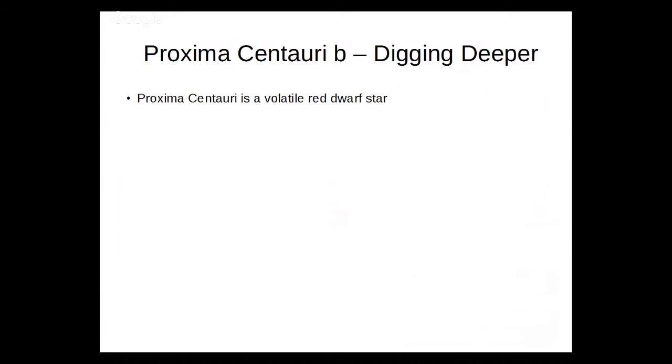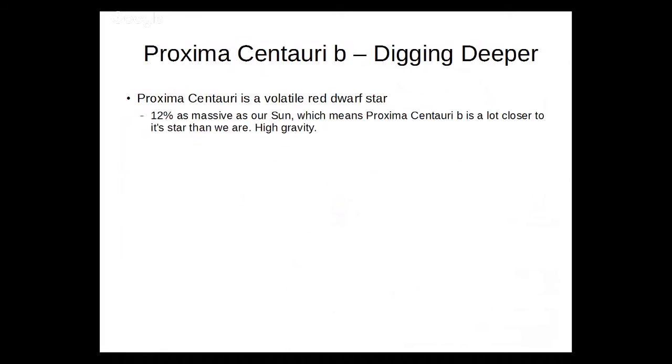So if we dig a little bit deeper, we find out that Proxima Centauri is a volatile red dwarf star. Well, that's not good. It's volatile, right? So harboring life sounds pretty unlikely. Proxima Centauri is 12% as massive as our sun, so it's a lot smaller. And that means that Proxima Centauri b has to be a lot closer to its star than we currently are. Which is also how we know that it orbits in 11.2 days. It's got high gravity because of that as well.